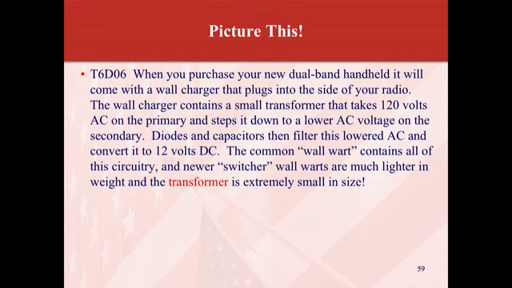When you purchase your new dual band handheld, it will come with a wall charger that plugs into the side of your radio. The wall charger contains a small transformer that takes 120 volts AC on the primary and steps it down to a lower AC voltage on the secondary. Diodes and capacitors then filter this lowered AC and convert it to 12 volts DC. The common wall wart contains all the circuitry, and newer switcher wall warts are much lighter in weight, and the transformer is extremely small.